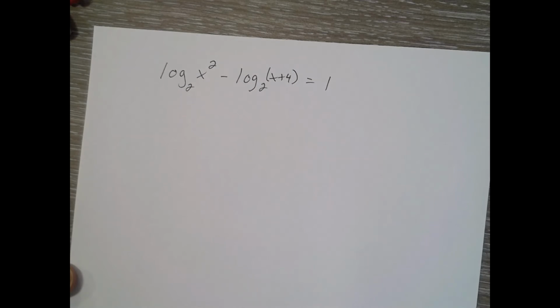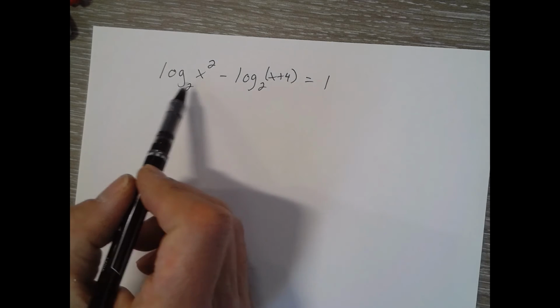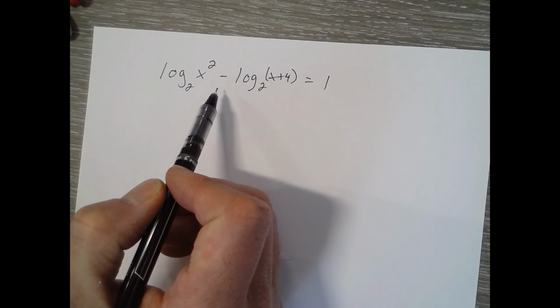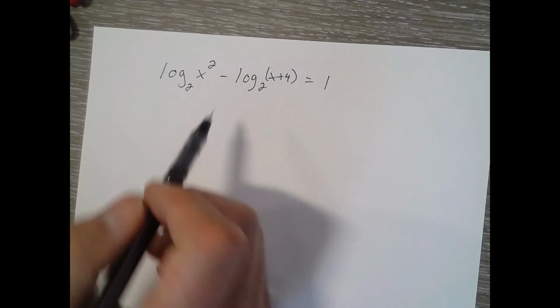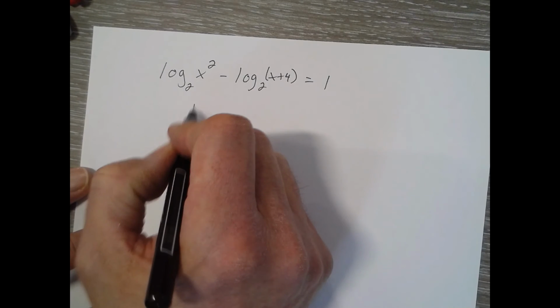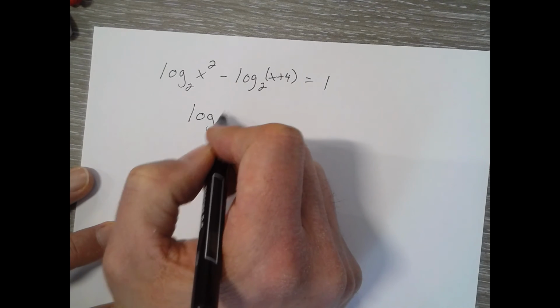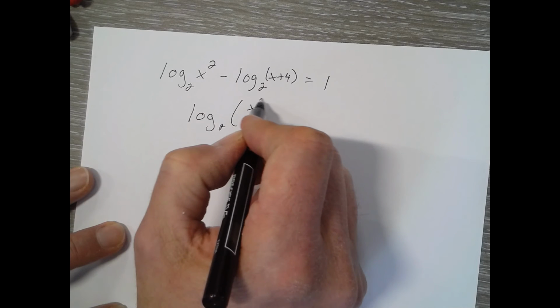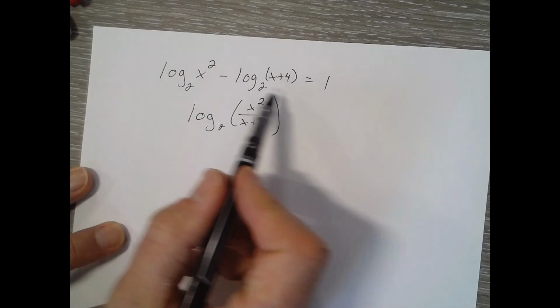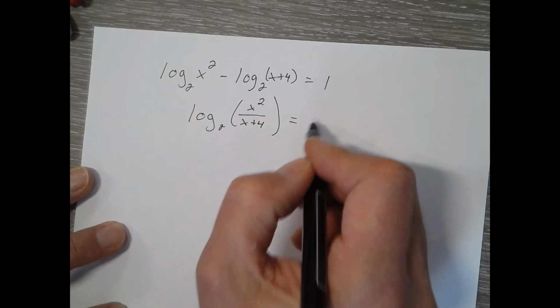So what we need to do is condense it. We've done that before in 4.4 where we have to condense two logs. Well, if you're subtracting, do you remember what you do with the stuff on the inside? You divide them. Very good. So we can rewrite this as the log of base 2 of x squared divided by x plus 4. Since we're subtracting, we divide. We haven't done anything to the right side.